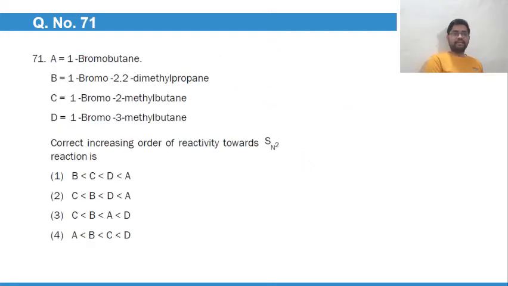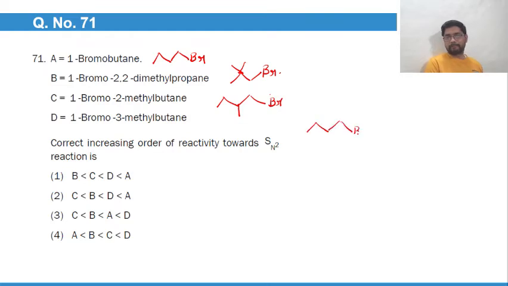71. 1-bromobutane, 1-bromo, it is something like this. 1-bromo-2-methylbutane, so this is the structure. And 1-bromo-3-methylbutane. Correct the increasing order of reactivity for SN2. First of all, the highest will be A, so we can cancel out option 3 and option 4. Why? Because it is primary. And the lowest, as the branching keeps on happening, will be B. We'll go with option number 1.